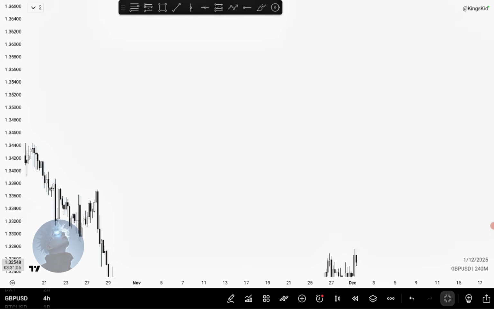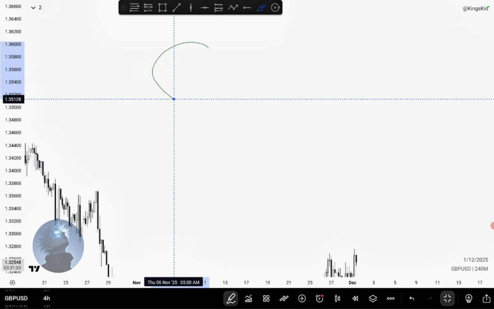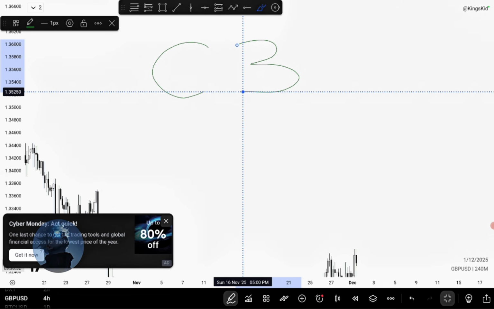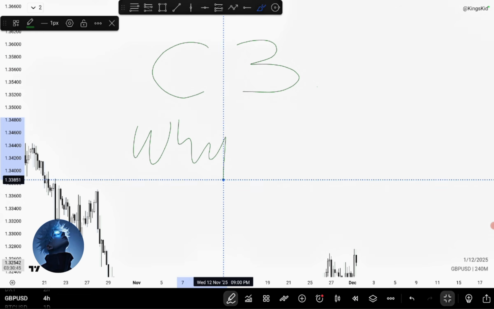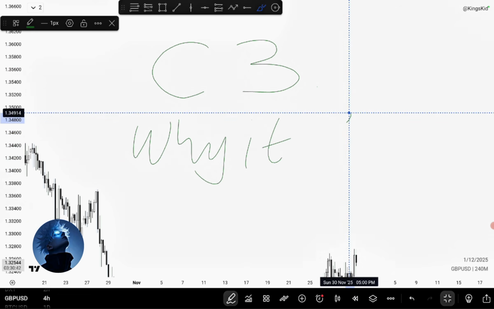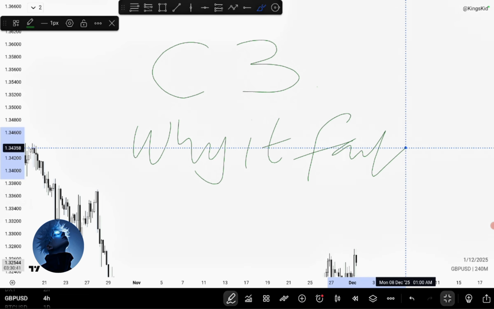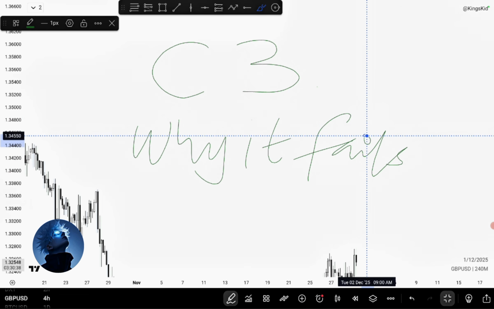So in this section I'm just going to be showing something very brief about candle 3. That's what I'm going to be talking about. So we're going to be looking at candle 3 and why it fails. It's very simple. So why does candle 3 fail? What happens when candle 3 fails?